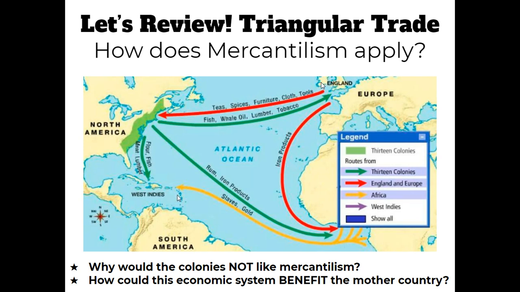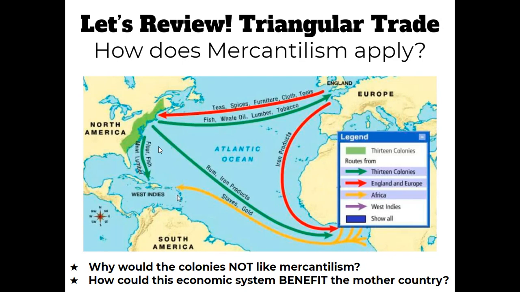And we can even see that this triangle goes backwards in some sense. So we see trade from Europe towards the colonies bring teas, spices, furniture, cloth, tools. There's a system of travel and trade here that resembles a triangle. So we call it triangular trade. This is also referred to as the transatlantic trade. Transatlantic, crossing the Atlantic, trans is our prefix for across. So we're going across the Atlantic, transatlantic trade.